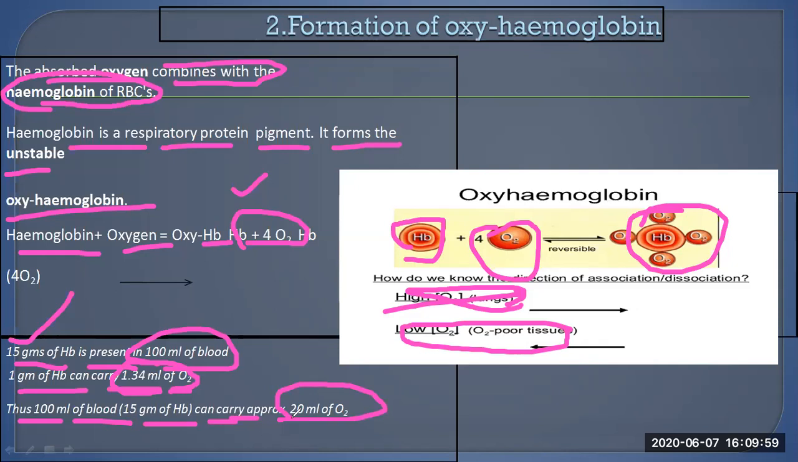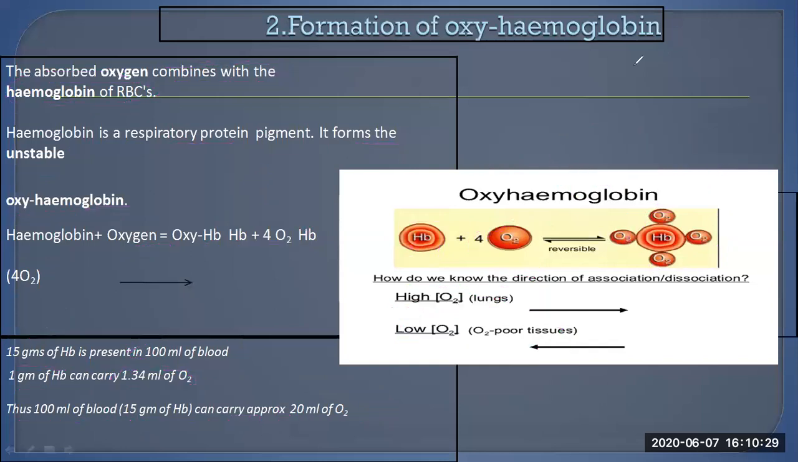It means 100 ml of blood has two things. First is the hemoglobin content, which is 14 to 15 gram. How many gram? 15 gram. Clear? And the other is how many oxygen molecules can bind: 20 ml of oxygen can bind with it. So this gives the details about the formation of oxyhemoglobin.